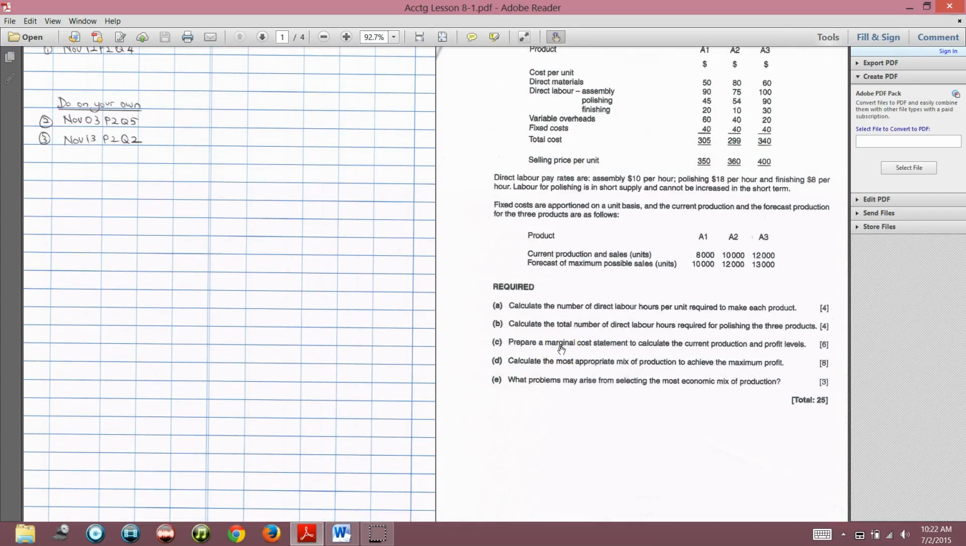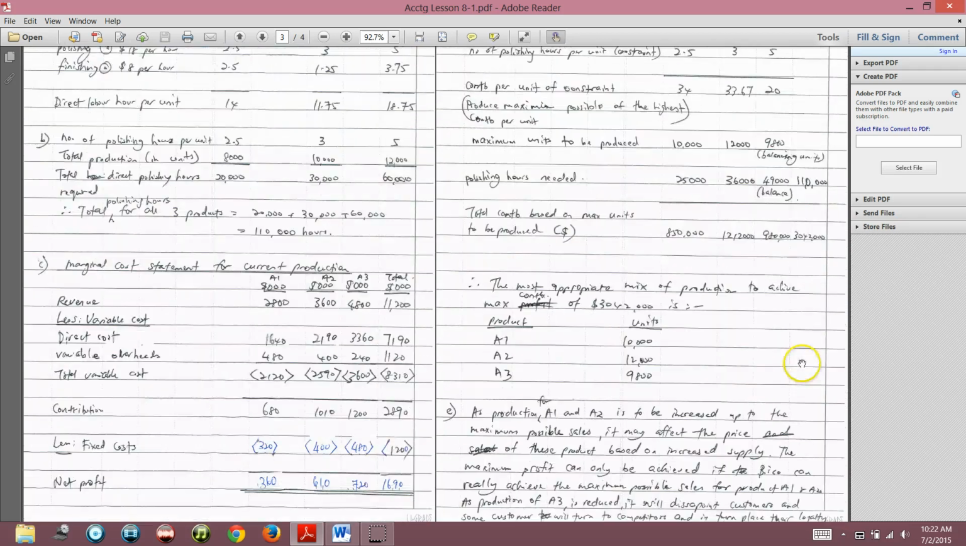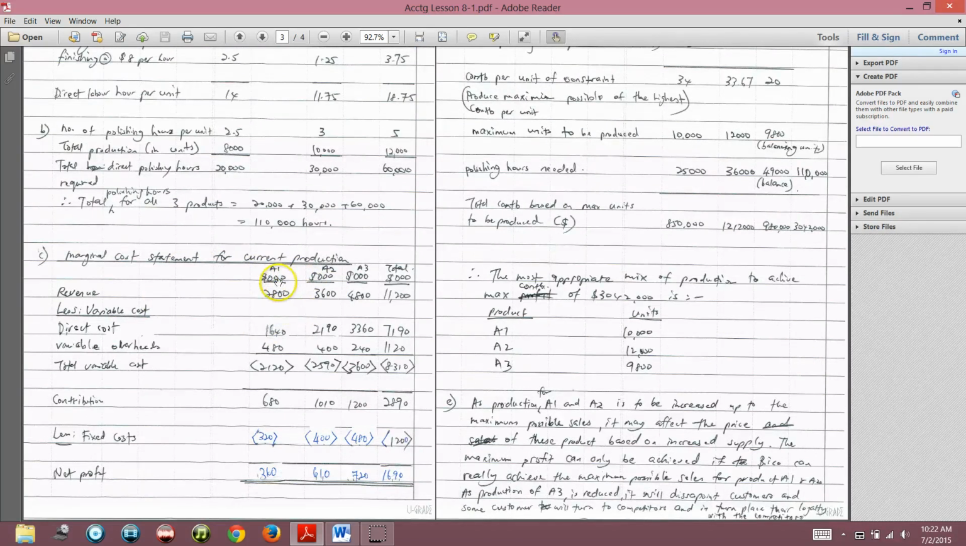Prepare a marginal cost statement to calculate the current production and profit level. In the previous lessons I have explained what a marginal costing profit and loss account is. So I put here a marginal cost statement for current production: A1, A2, A3, and then a total column. Since the numbers are large, I use dollar thousands, so I don't need to write so many zeros. With a marginal cost statement, we deduct variable cost first, then come to contribution, then deduct fixed cost, then come to net profit.